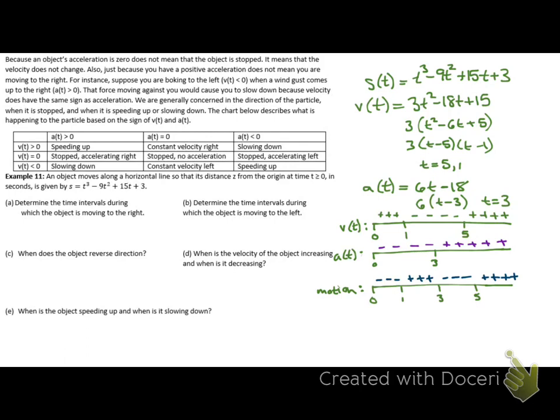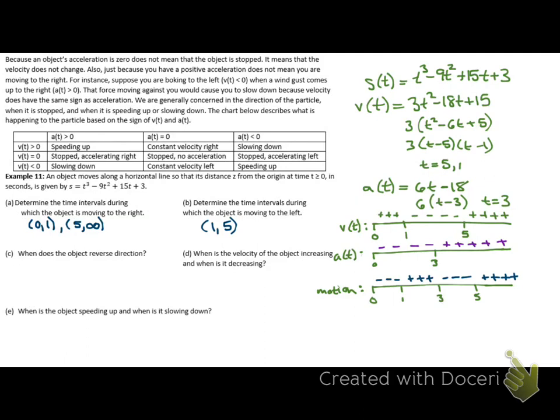First, we need to figure out where it's moving to the right. That's based on velocity. Velocity is the direction it's moving, and that means it's positive. So positive velocity occurs between 0 and 1 and 5 and infinity. For the left, it's still velocity, but it's the negative, so it's between 1 and 5.